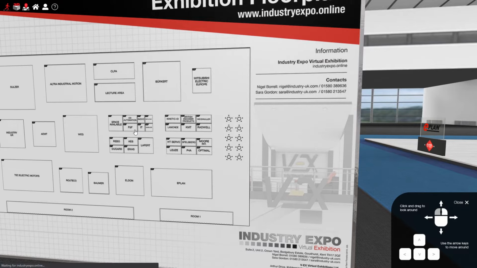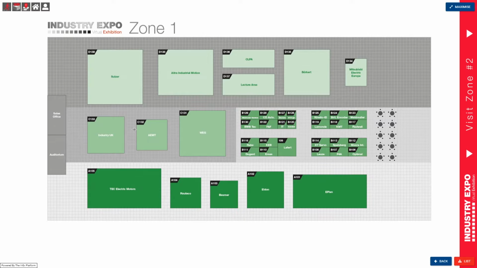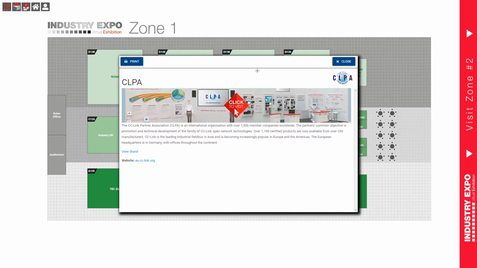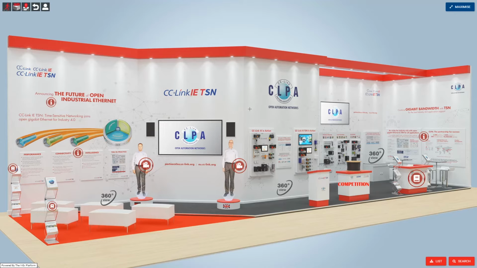We can then click that, and this takes us to the next way of navigating around a virtual exhibition. This is Zone 1 for Industry Expo. Industry Expo covers automation, engineering and general manufacturing subjects. To visit the stands on this, you can hover over, pick your brand, and you have an information panel that tells you about it, but then when you click to enter the stand, you enter a 3D environment with a 3D platform.